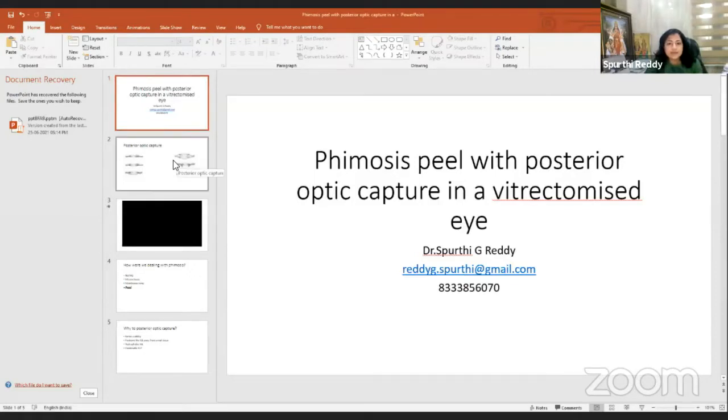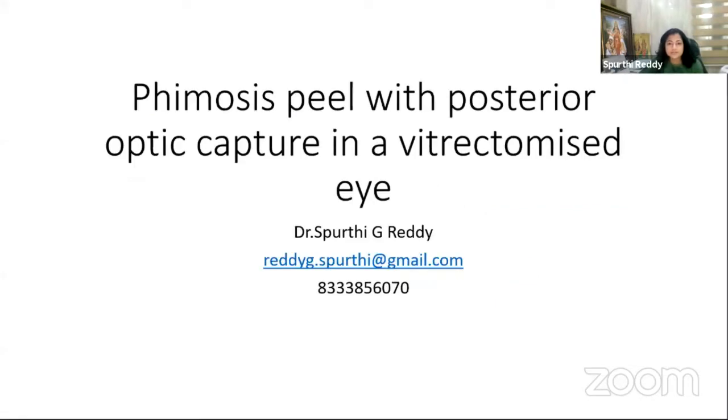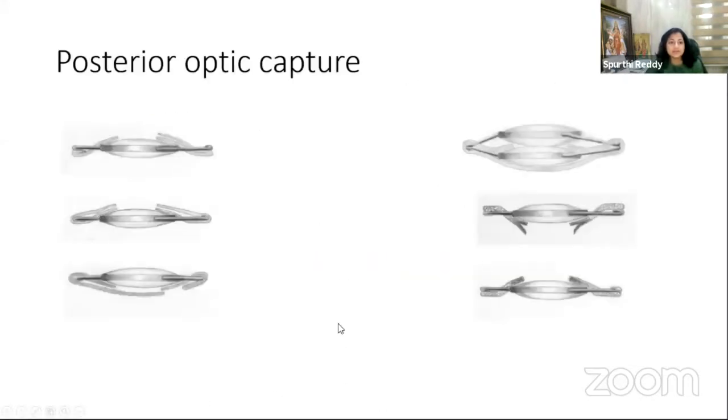So I'll be demonstrating a case, a single surgical video about phimosis peel where posterior optic capture was done, and this is a vitrectomized eye. What we all know about posterior optic capture is that there are different techniques, with the haptics and the optic being placed in different positions with respect to the capsular bag. Now I'll be demonstrating the last picture, that is the haptics placed in the sulcus and the optic positioned behind the membranous capsule. Both the anterior capsule and the posterior capsule were fused in this case. So this is the video.